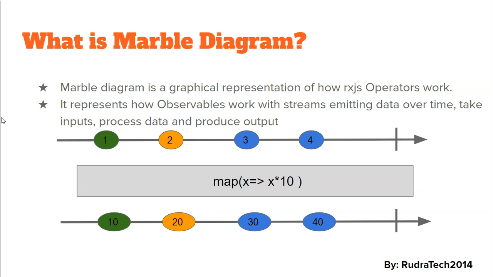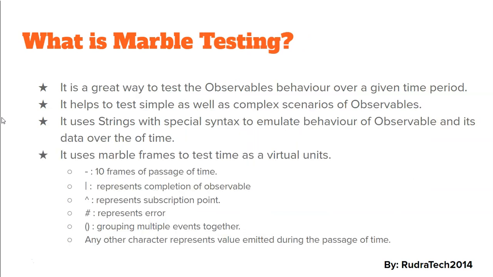Then we have to understand how this marble diagram is useful for testing observables, and for that we must understand that marble testing is a way of testing observable behavior over a given period of time, and it will help us test simple scenarios as well as complex scenarios of observables. And it uses a string of special syntaxes that will emulate the behavior of the observable and its data over the period of time. And what are those syntaxes?